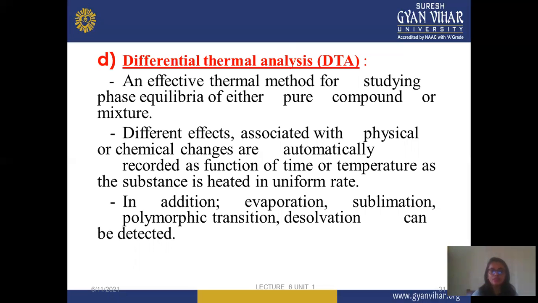In this DTA method, various types of phase equilibria are studied, for pure compounds as well as mixtures. It works mainly with the help of physical or chemical changes, and when they take place, it automatically records all readings with respect to time and heat. Other than this, other changes like addition, evaporation, and sublimation, polymorphic transformation, and dissolution are also detected in DTA.